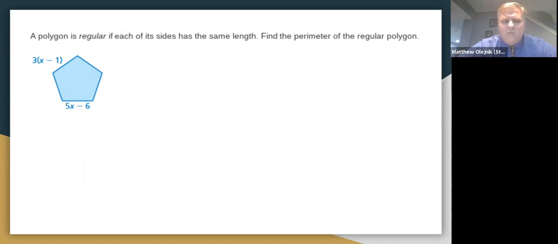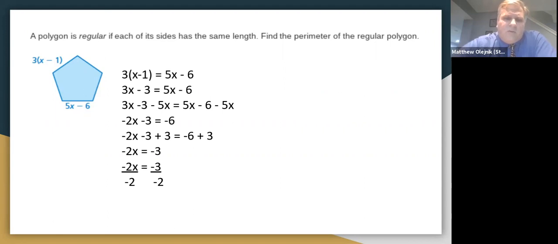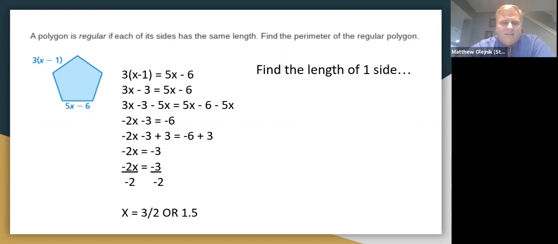So I can set up an equation where 3 times x minus 1 equals 5x minus 6 because those lengths are going to be the same. So there's my equation. And now I'm going to go ahead and proceed to solve this. So I start doing my work, distributive property, balancing it out. I'm going to subtract 5x from both sides. Okay, then I'm going to add 3 to both sides. I get negative 2x, divide both sides by negative 2. Then my final answer, well, x is going to be 3 halves or 1.5.